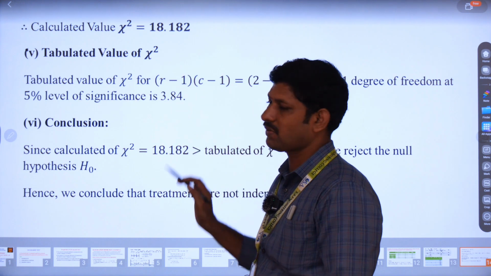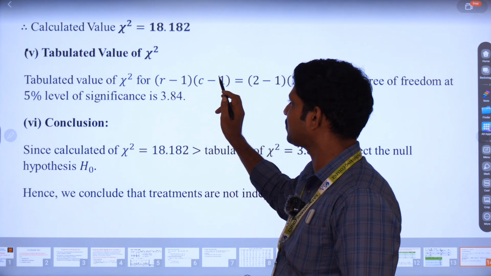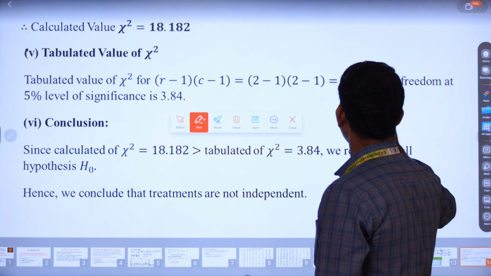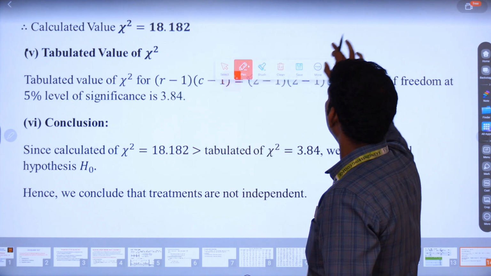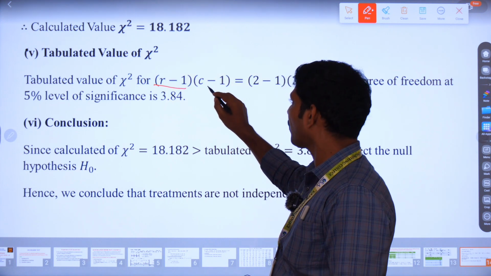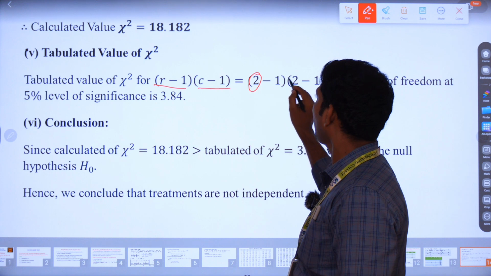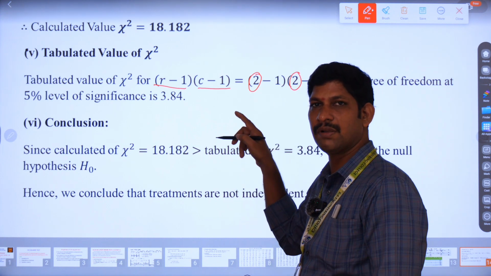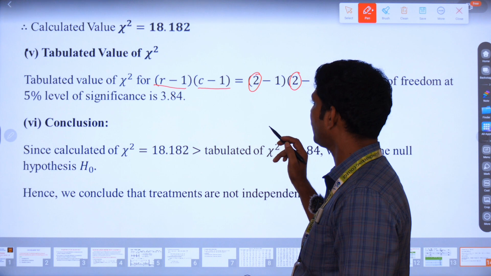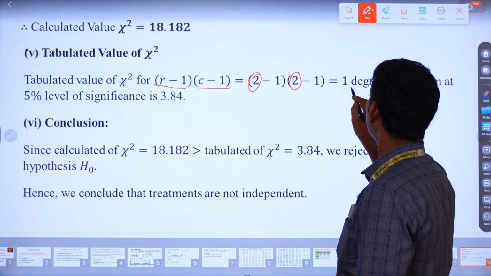Next, the tabulated value of chi-square for r minus 1 and c minus 1. R is nothing but the number of rows in the given problem, and c is the number of columns in the given problem. Clearly, in the given problem the number of rows is 2 and the number of columns is also 2, because it is given as a 2 by 2 contingency table. So according to the formula, the degrees of freedom is 2 minus 1 times 2 minus 1, which becomes 1 times 1, so 1. So for 1 degree of freedom.